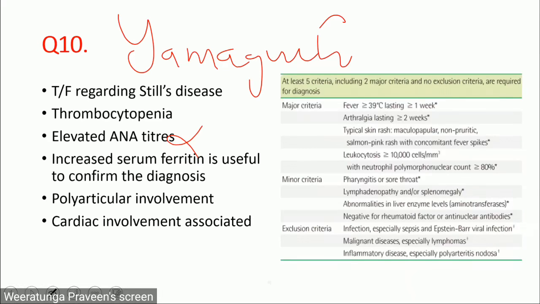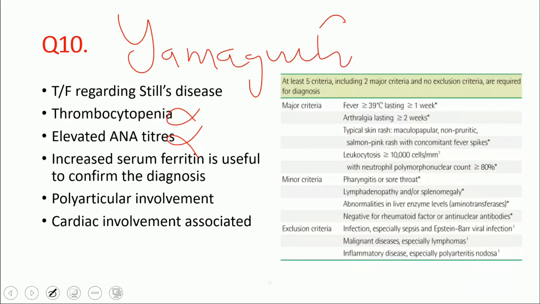What you get, however, is a very high fever and a transient maculopapular rash and high neutrophils, high platelets, because platelets are also a marker of inflammation. So they get a neutrophil leukocytosis and thrombocytosis, right? Not thrombocytopenia.